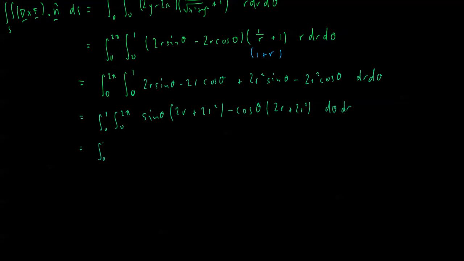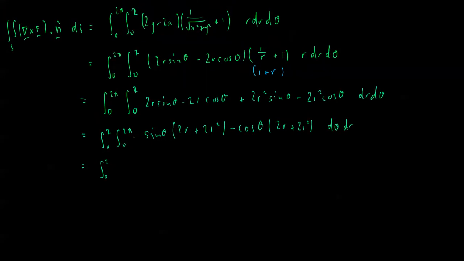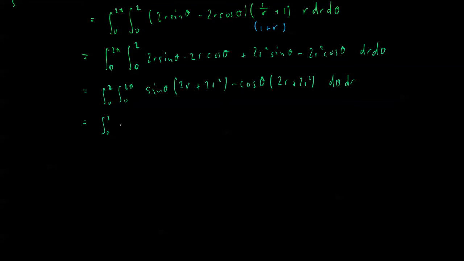So it's equal from 0 to 2. Sorry, that should be a 2. I don't know why I've dropped the 2 somewhere. I think it's slowly just evolved into a 1. 0 to 2 pi. So I'm ready to integrate this with respect to theta. So sine theta goes to negative cos theta, 2r plus 2r squared, and cos theta goes to minus sine theta, 2r plus 2r squared, between theta equals 0 and theta equals 2 pi, dr.